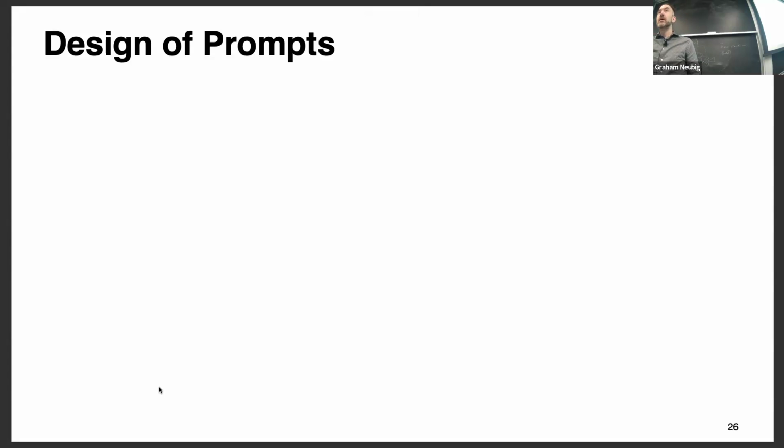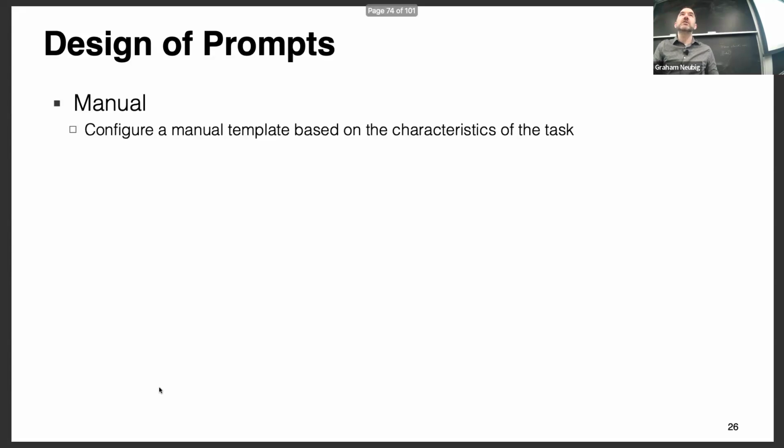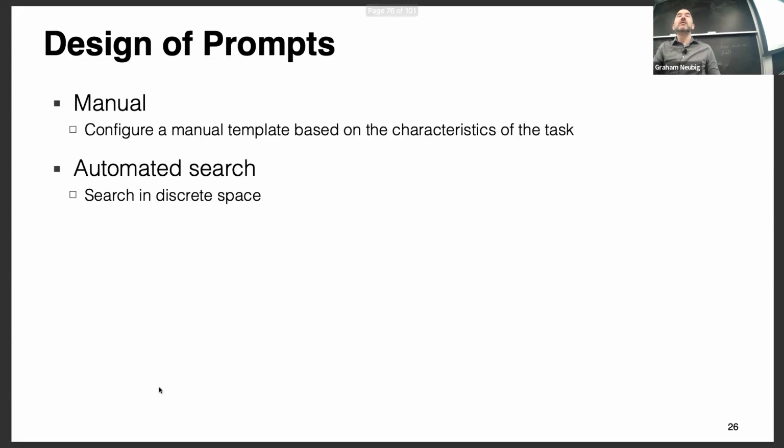So prompt engineering. When you're designing prompts, there's a number of different ways you can do this. You can do this manually. To do this, you configure a manual template based on the characteristics of the task using all of the knowledge that I told you before. You can also do automated search, and there's a number of different ways to do automated search for prompts. The first one is doing some sort of search in discrete space. So you find a prompt that is essentially text. The other one is search in continuous space. So you find a prompt that isn't actually comprehensible text, but nonetheless is a good prompt.